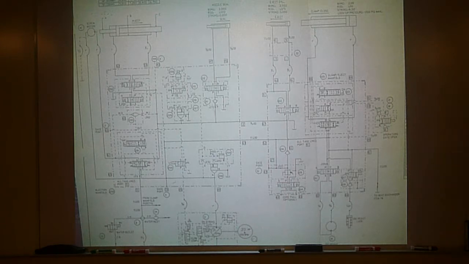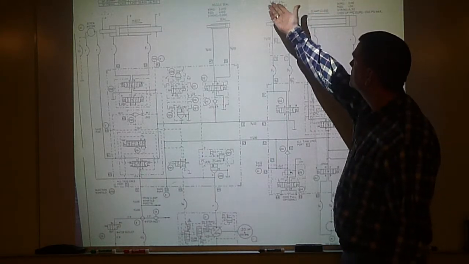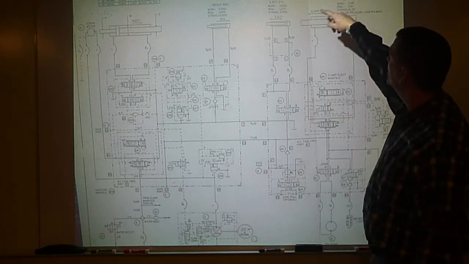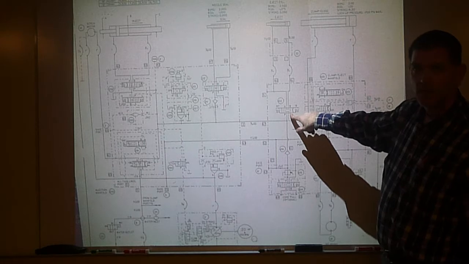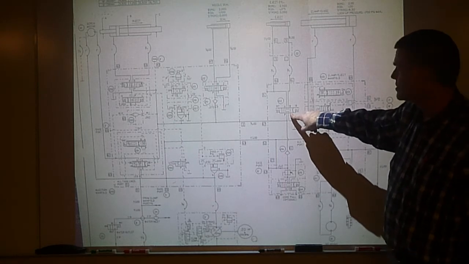Next question is what kind of directional control device is attached to the eject cylinder? So the first thing you got to do is find where the eject cylinder is. It's right here. They're all labeled on this drawing. So the eject cylinder is here. What kind of device is that? How many ports? How many positions?